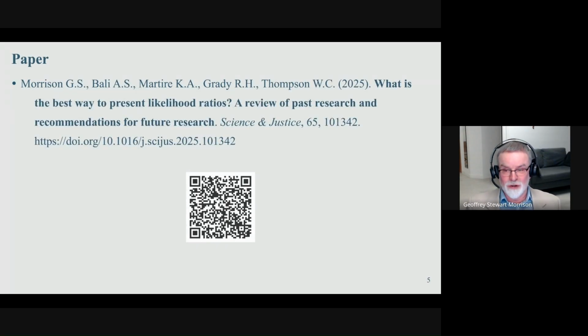If you're interested in knowing more about this, there is a paper that was published last year, and there's a QR code for that paper. It'll give you more details than I can present today. I want to take this opportunity to acknowledge my co-authors, Agnes Bally, Christy Martiri, Becky Grady, and Bill Thompson. They were a great help.